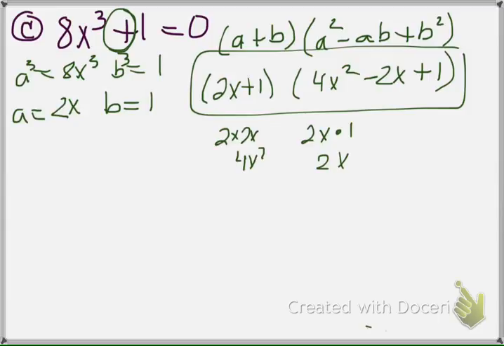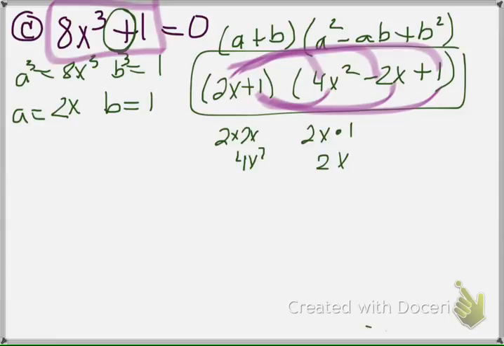If you want to check your work, you could do 2x times 4x squared, 2x times negative 2x, 2x times 1, and then do 1 times 4x squared, and 1 times the negative 2x, and 1 times 1, and all that would give you the final answer, which is the original one over here.